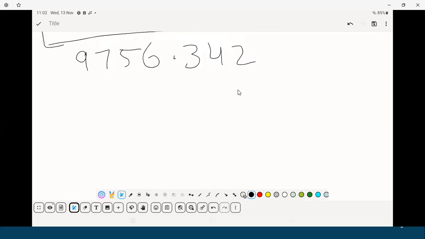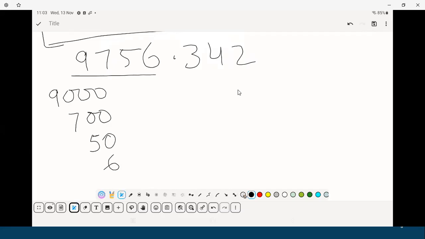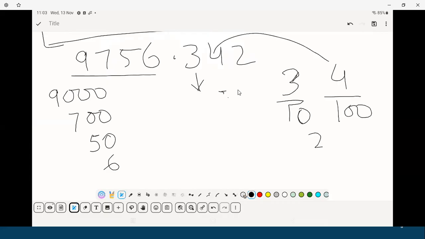As we know, the place value will be the same. This is the place value of 9. This will be the place value of 7. This will be the place value of 5. And this will be the place value of 6. Now, what will be the place value of 3 here? That will be 3 by 10. And the place value of 4 will be 4 by 100. And the place value of 2 will be 2 by 1000. So these are the place values.